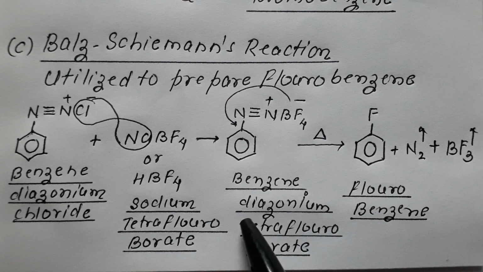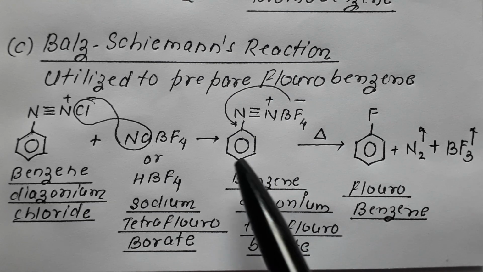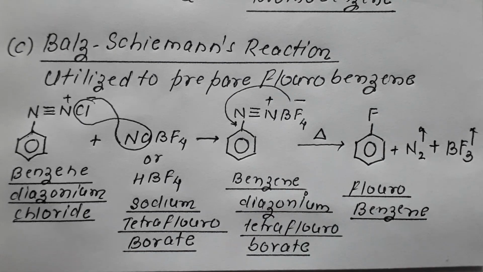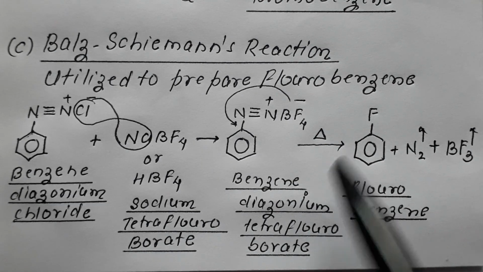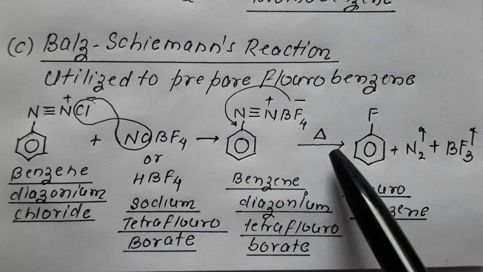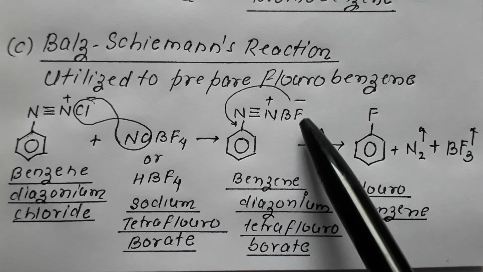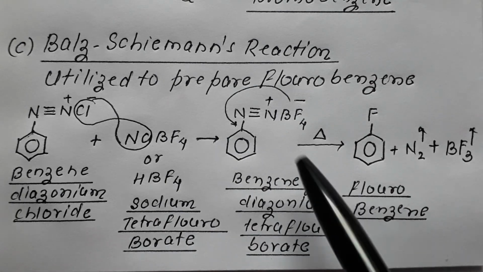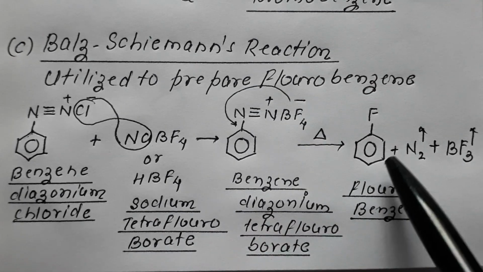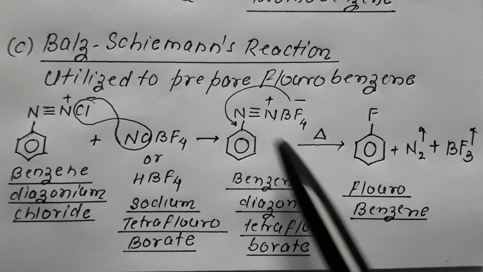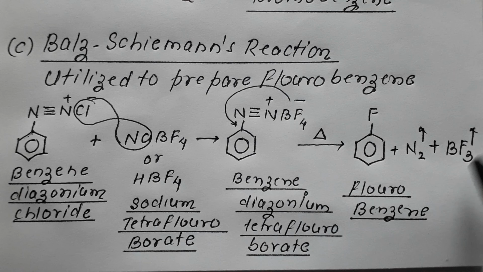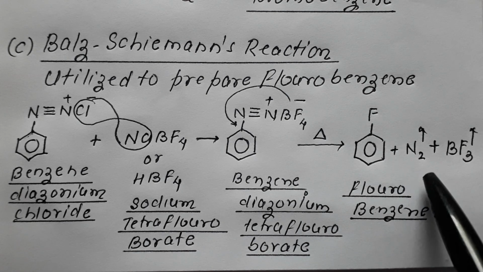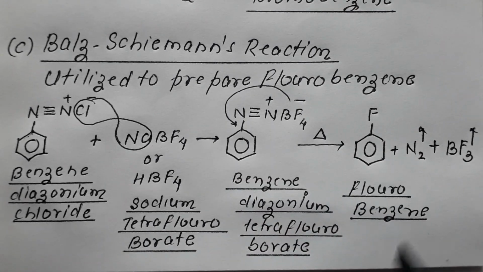This benzene diazonium tetrafluoroborate is the compound formed, which when strongly heated decomposes. As a result, the F comes onto the ring, converting it into fluorobenzene. The N2 goes out in the form of nitrogen gas, and the leftover BF3 is released. So BF3 is released, nitrogen is released, and F comes onto the ring, converting it into fluorobenzene.